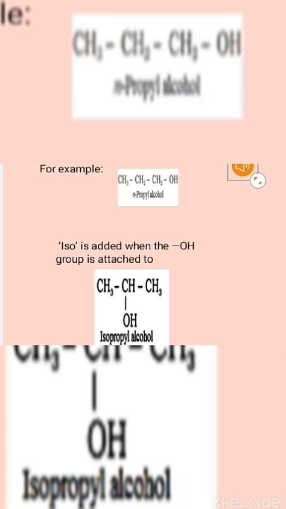Examples are given, like ethyl alcohol, meaning a linear chain of carbon is there and OH is added. Propyl alcohol, normal butyl alcohol means there will be a linear chain of carbon and OH will be added at the last. Iso alcohol is when OH is at the second position. It is also known as a secondary alcohol.